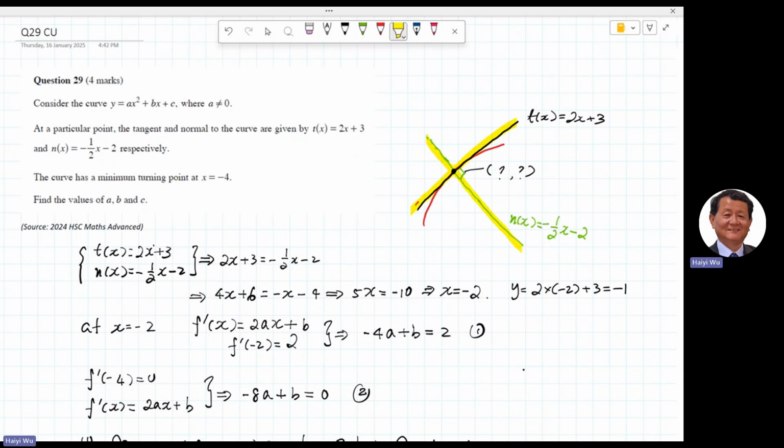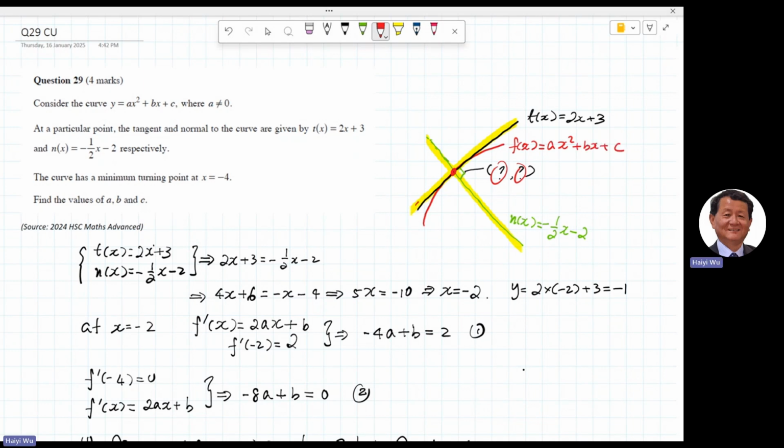They are at the same point, obviously, at this point. So we need to find the intersection point first, because this point is on the three functions. One is the tangent T(x), the other one is the normal N(x), and the next one is f(x), which has the coefficients on that.